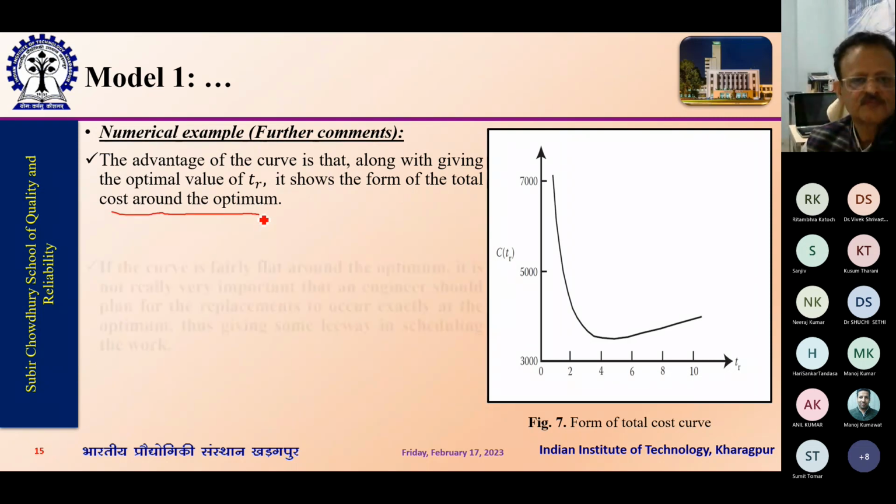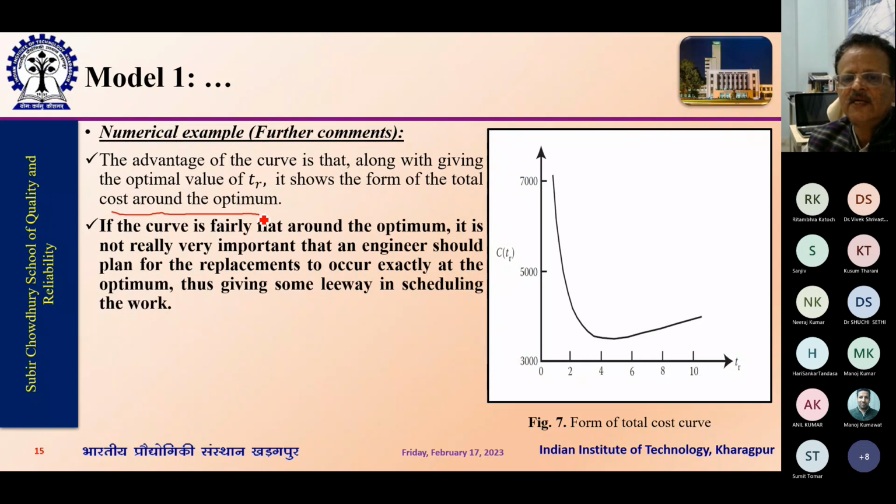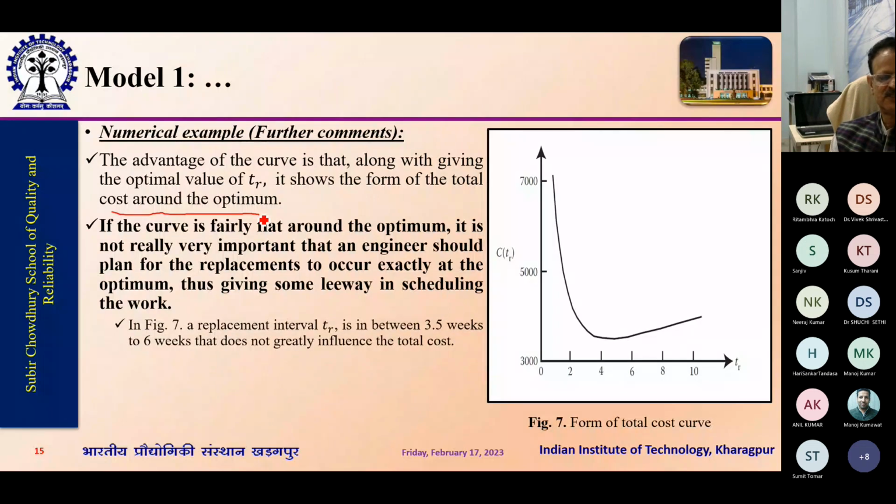So the curve is fairly flat around the optimum. It is not really very important that engineers should plan for the replacement to occur exactly at that point of time, thus giving some kind of leeway. So in this case, you see that between around 3.5 to 6 weeks, there appears to be not much difference.